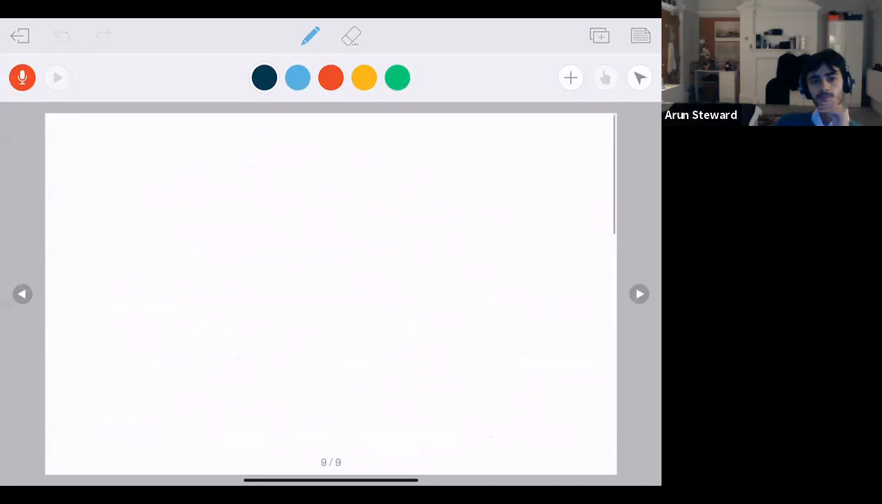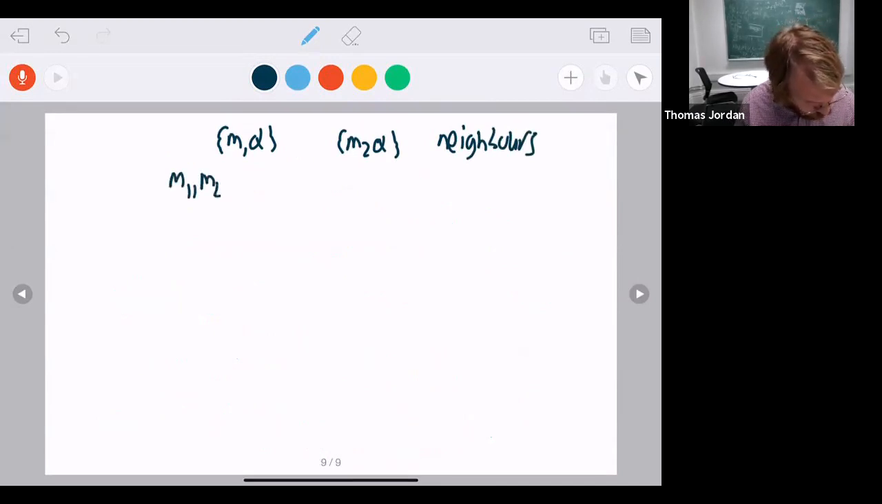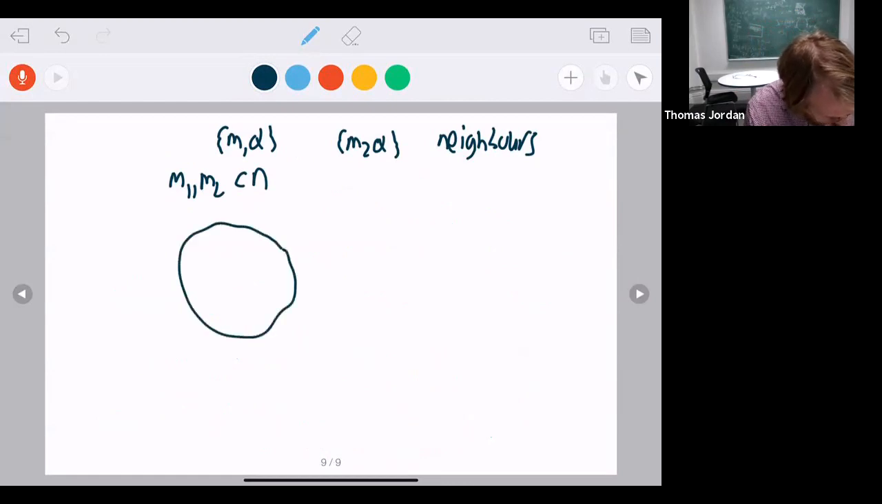Okay, so we've got M1 alpha, M2 alpha, neighbors. Now, if M1, M2 are both bigger than 1, well, then let's look at (M1 minus 1) alpha and (M2 minus 1) alpha.